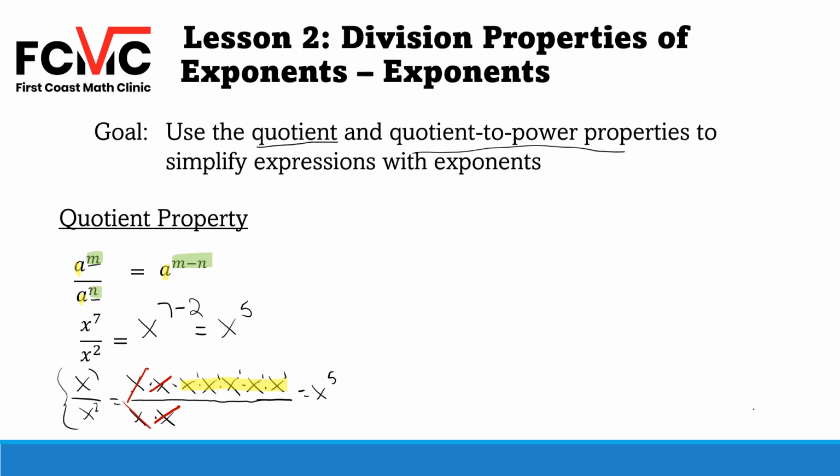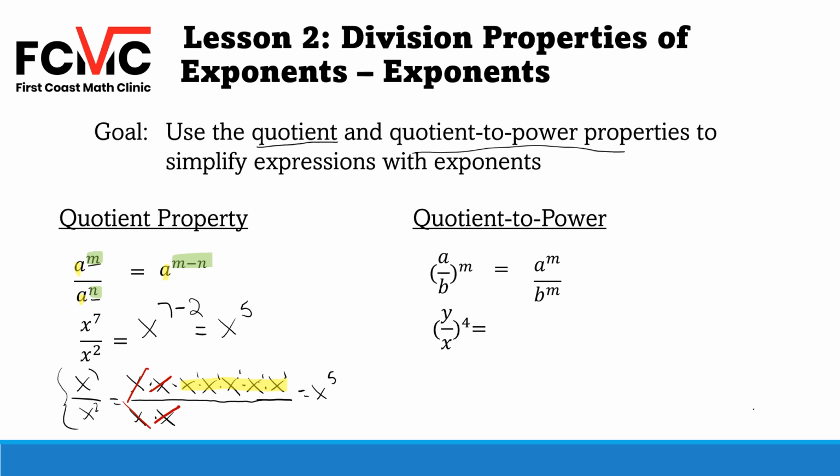Now our quotient to power property is: if we have a fraction, a over b, all to the m power, to simplify this we're going to distribute that exponent, m, inside the parentheses. So we're going to raise a to the m power and b to the m power. What does that look like? Let's say we have y over x, all to the 4th power. Well, we can distribute that exponent of 4 inside the parentheses. So we're going to have y to the 4th power over x to the 4th power.